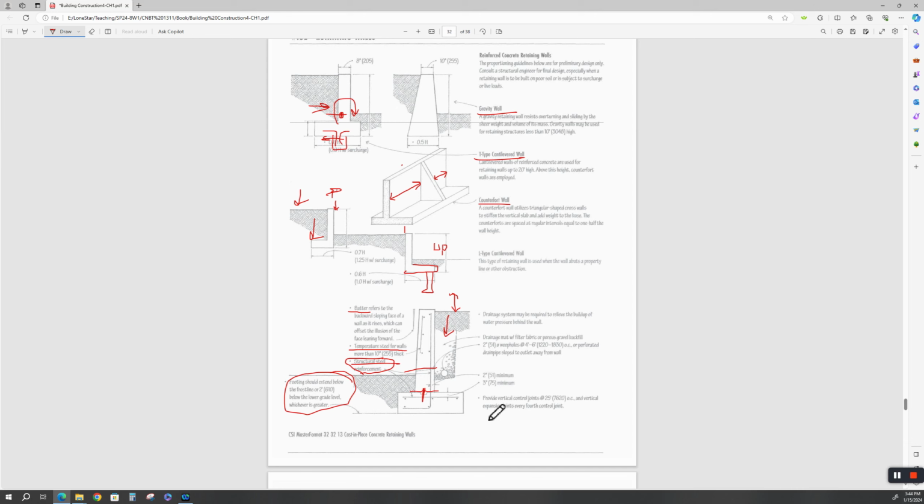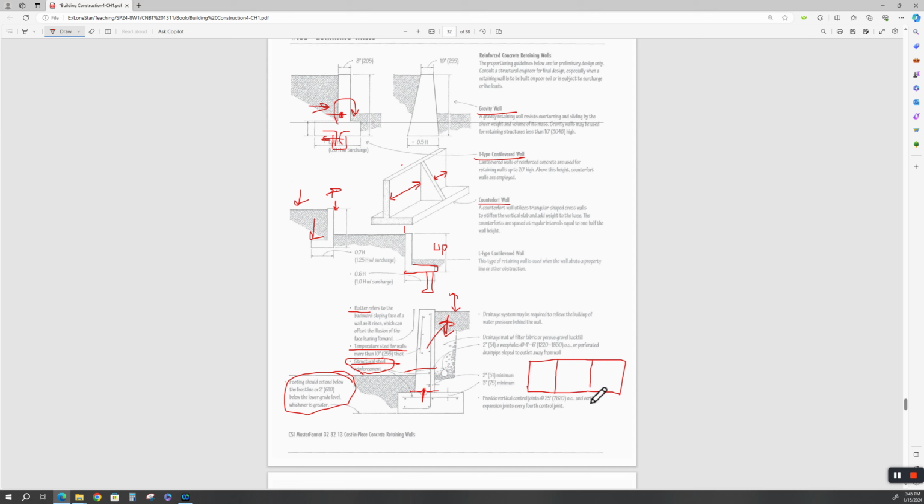All right. He talks about vertical control joints at 25 feet on center and vertical expansion joints every 4th control joint. What he's talking about is this wall running that direction. So let's just say we had this wall like this. So rule of thumb is you want a vertical control joint every 25 feet, and then an expansion joint every 4th control joint.